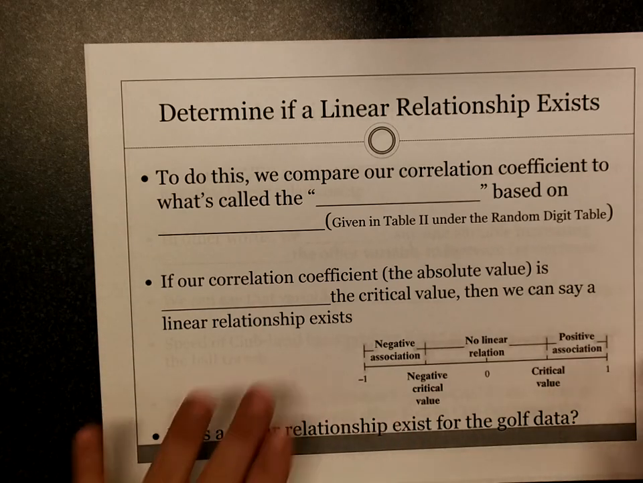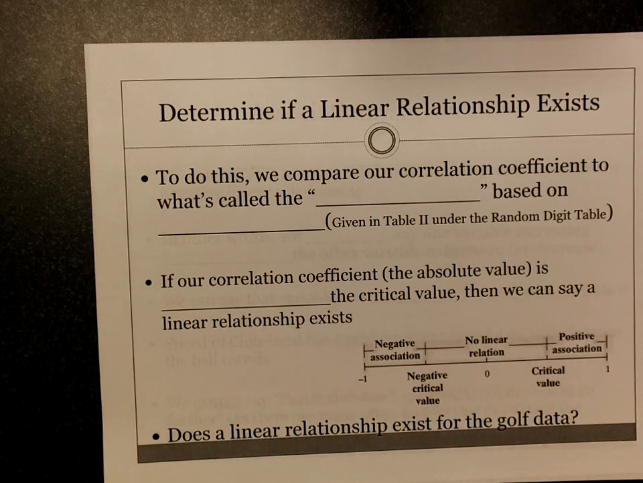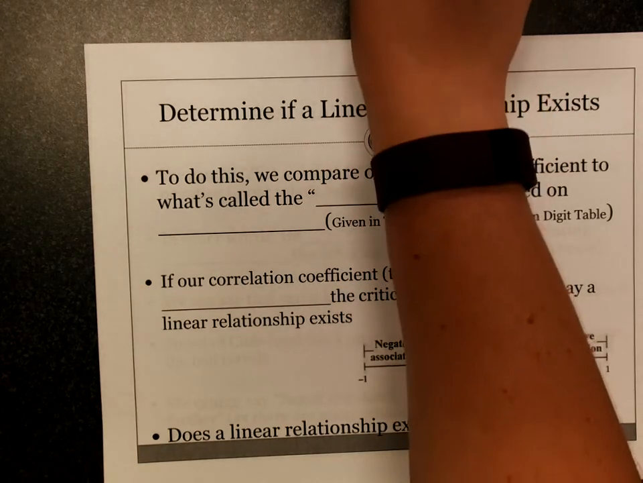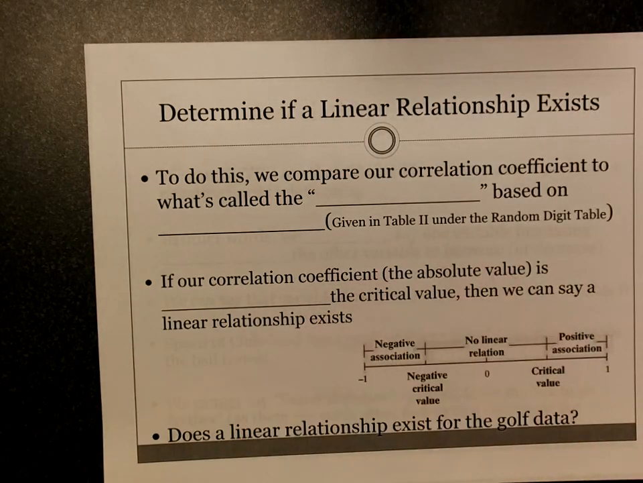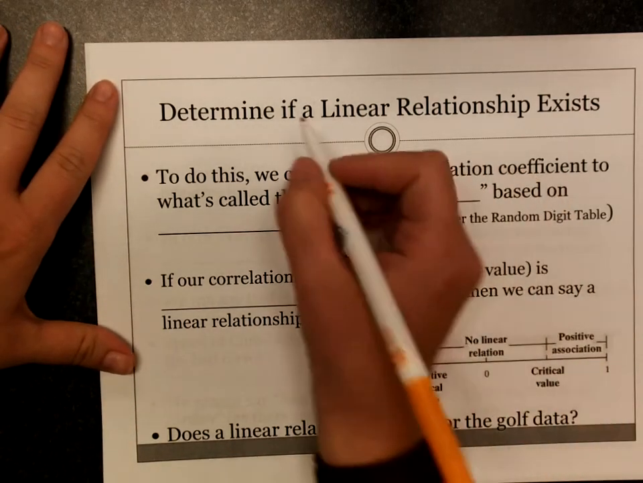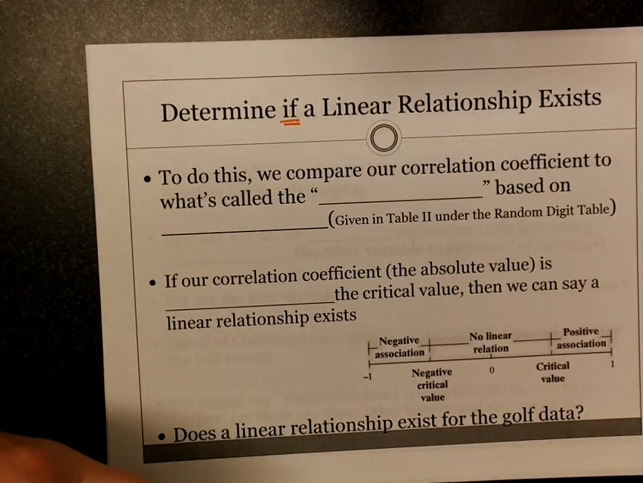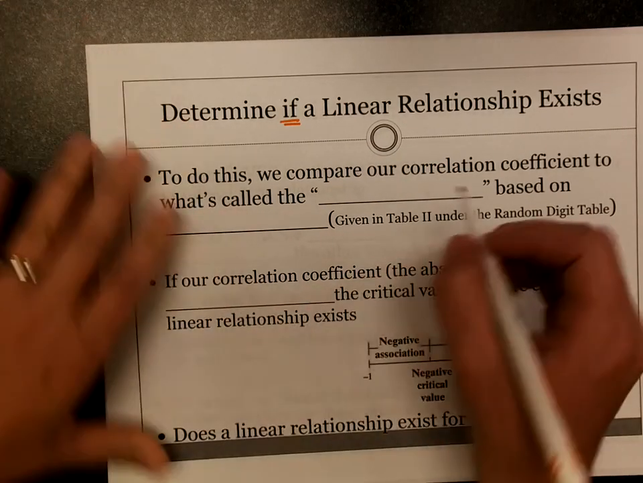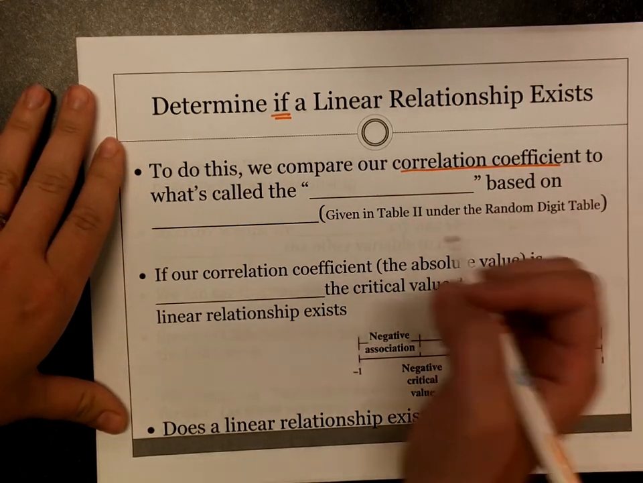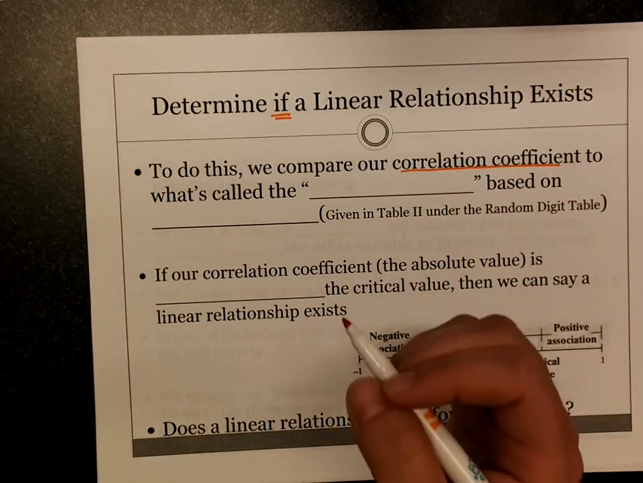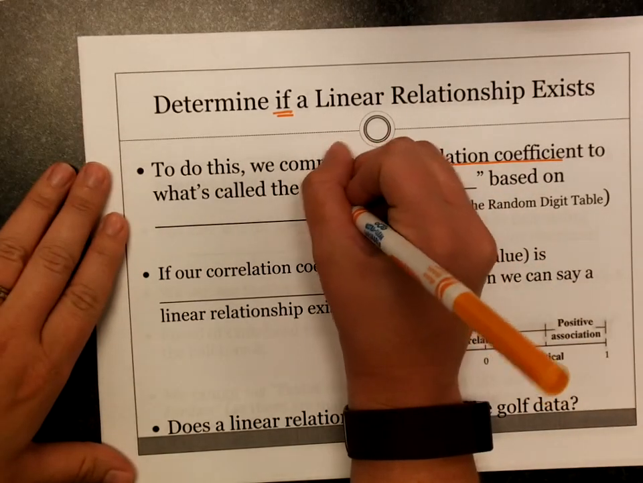All right, so this slide is a little weird. This is something I've only ever seen in this particular textbook, and I've seen a lot of statistics textbooks. This is the only one that has this weird little side note. This is to determine if a linear relationship exists. This book talks about comparing our correlation coefficient to what they call a critical value.